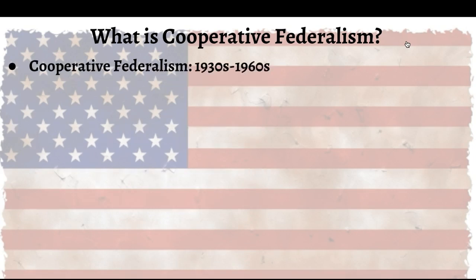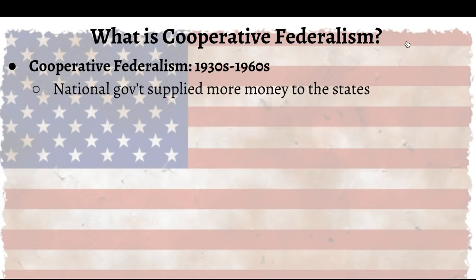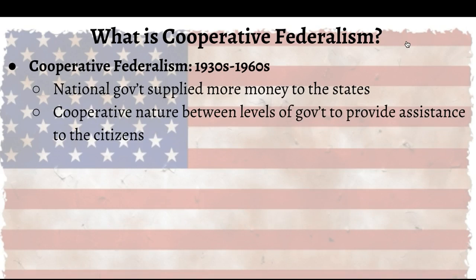Cooperative federalism is really going to take effect in the 1930s, and it's going to be significant even into the 1960s. And under this type of federalism, the national government is going to supply more money to the states. So whereas under dual federalism there's not a whole lot of money coming from the national government to state governments, that's going to change under cooperative federalism. And some of the things that are occurring during the 1930s are going to precipitate this, right? We've got that national depression that is occurring, and in order to try to pull us out of that, the federal government is going to start spending immensely, and so it's going to start supplying a lot more money to the different states.